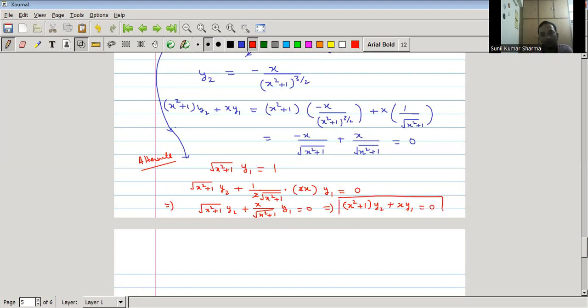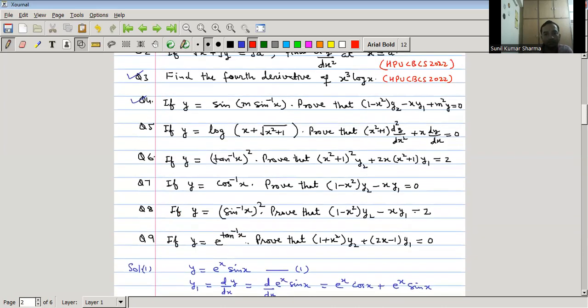So this is simpler. The second method is simpler than the previous one. So you try to prove these results by using this approach. Okay, so now come to the next question.